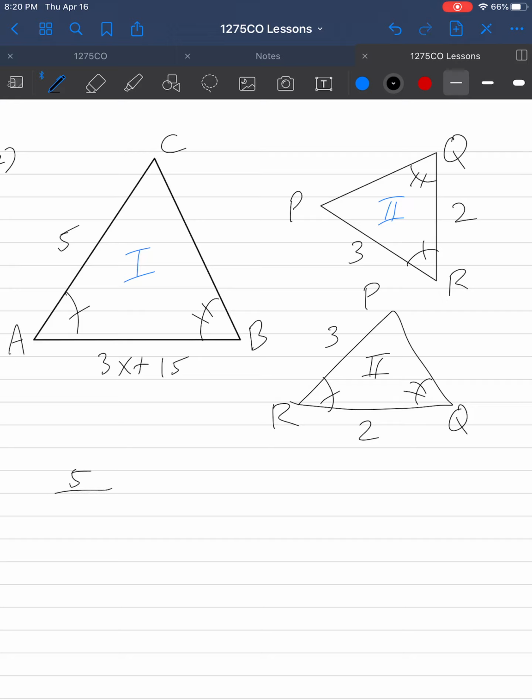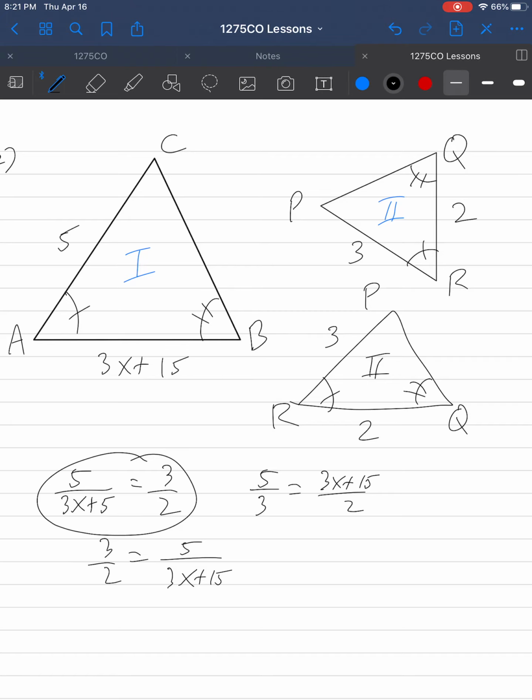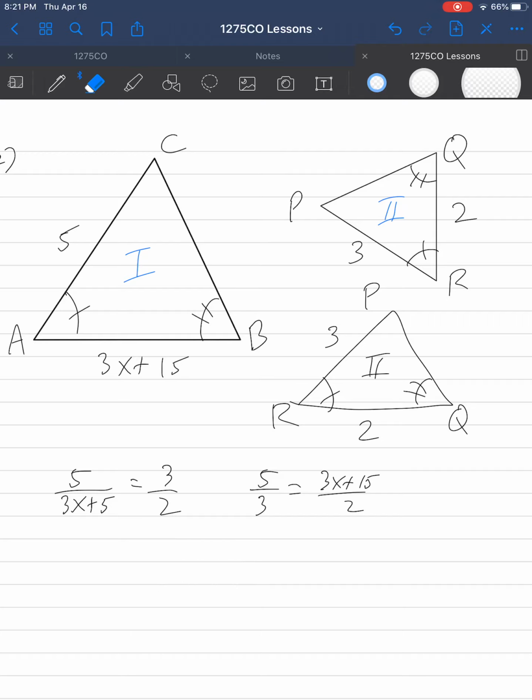We can write down 5 over 3x plus 15 is equal to 3 over 2. We can write out 5 over 3 is equal to 3x plus 15 over 2, right? If we want to start with the smaller triangle up top and write out like 3 over 2 equals 5 over 3x plus 15, that's totally fine, right? That's the same thing as this, just switched around. So there are multiple ways to write out a correct proportion. As long as you are consistent, then you should be fine.